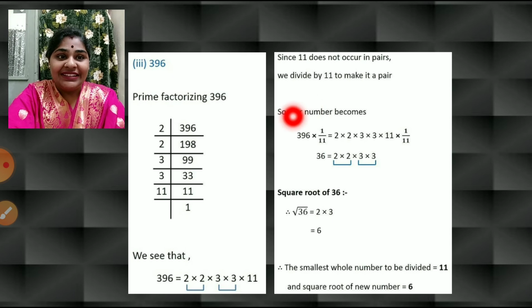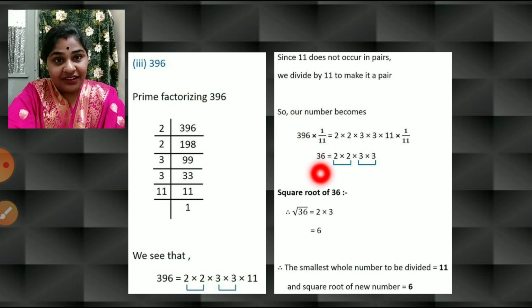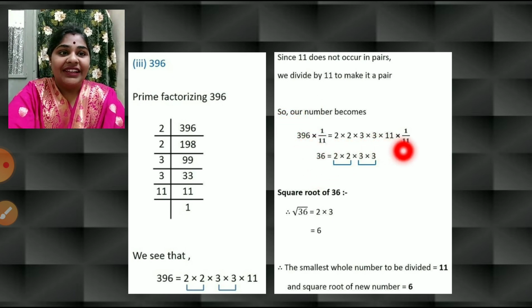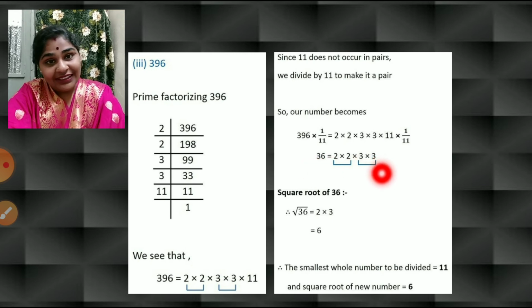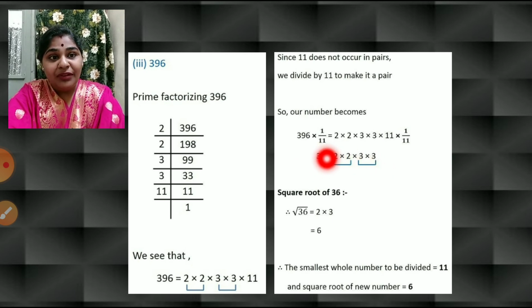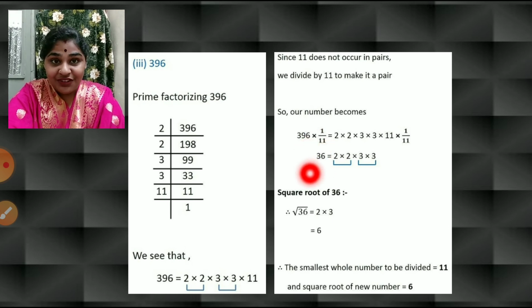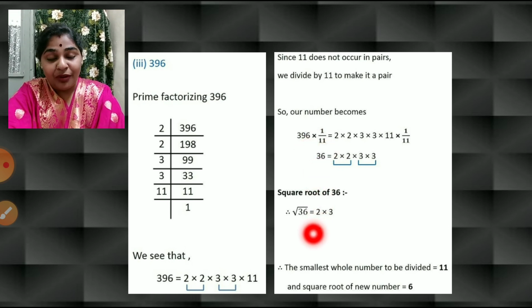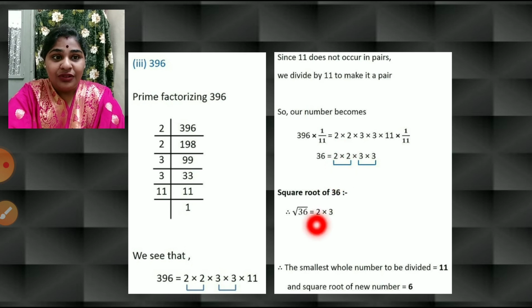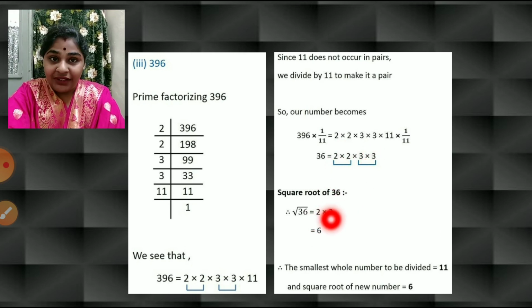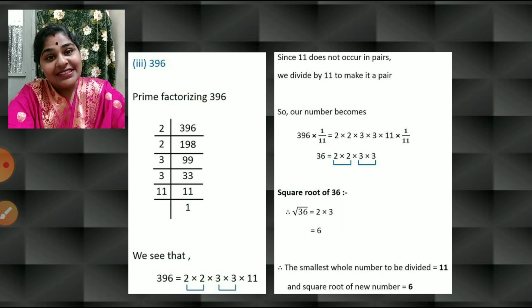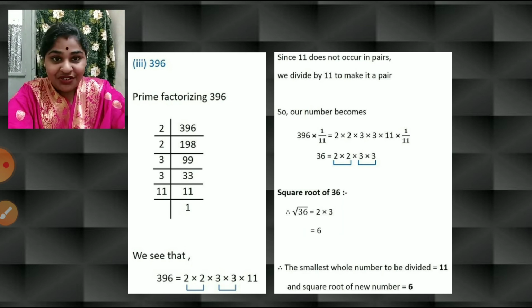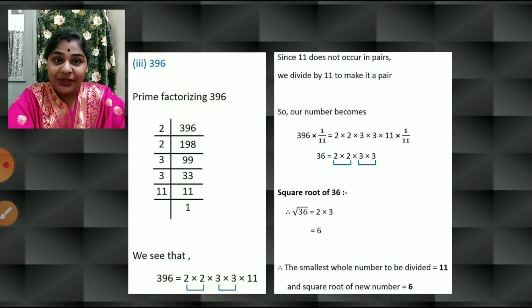So yes, 11 is the number which you have to divide both the sides. So now 396 divided by 11 is 36. So here again 11 gets cancelled. It will be only 2 into 2 into 3 into 3, right? So here is the first answer we got, that 11 has to be divided. Now the new number which we got is 36. Finding the square root of 36, we will take one number from each pair, that is 2 from one pair and 3 from the other pair, that is 2 into 3 is 6. Finding the square root we have already seen, children, using the prime factorization method, right? So same method you will use here.